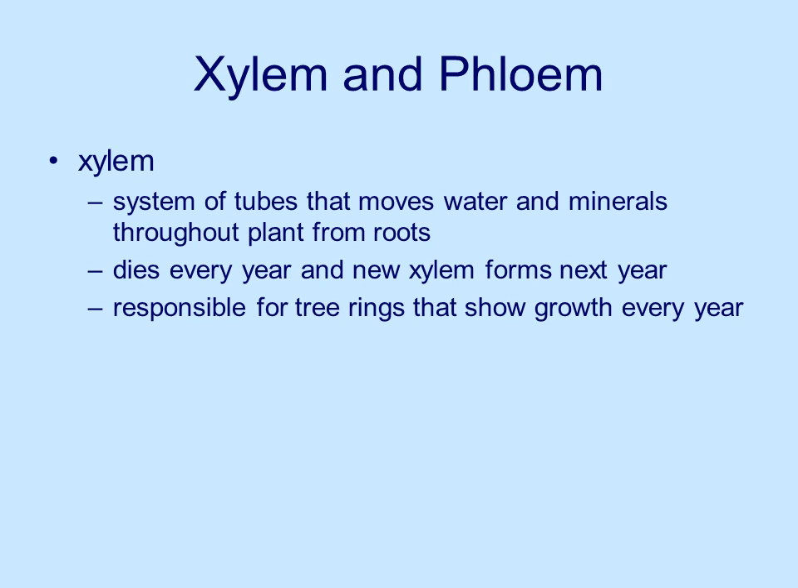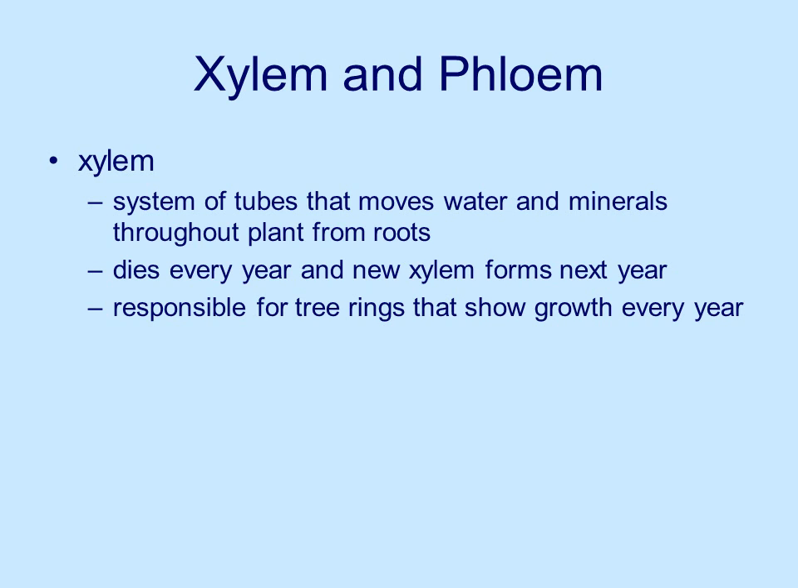The xylem and phloem are a system of tubes, and the tubes move up and down the plant. The xylem moves water and minerals throughout the plant from the roots. Every year the xylem dies and you get new xylem formed next year. So this is why you get the tree rings that you can count and see the growth of the plant, because every year you get a new ring.